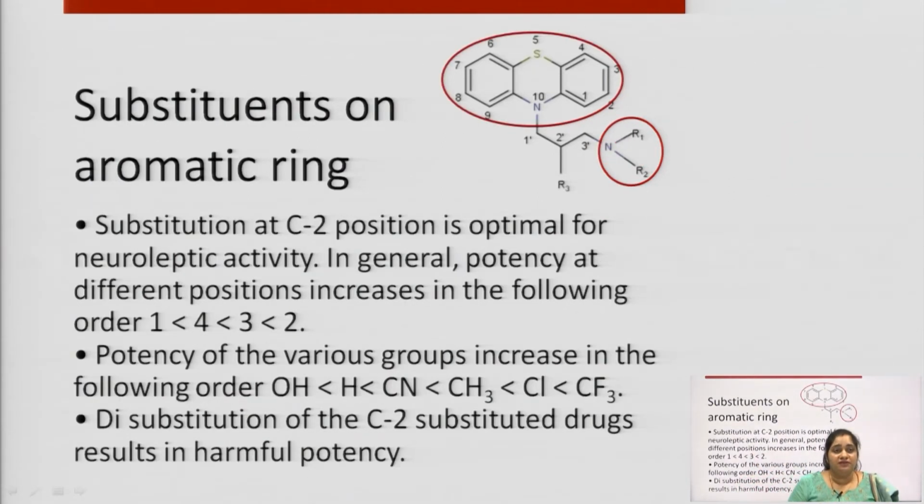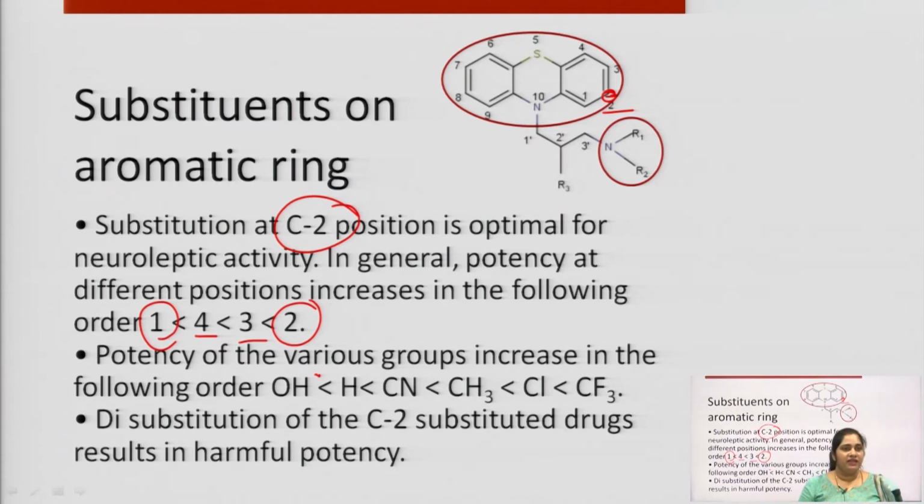Now, when we talk about the first one, the substituent on the aromatic ring. Any substituent at position number 2 is optimum for the neuroleptic activity. Neuroleptic activity means antipsychotic activity. When we consider the substitution at various positions, we have seen that the substituent at position number 1 gives the least active compounds as compared to position 4, as compared to 3, and position number 2 has the maximum potency when we substitute the compounds at position number 2.